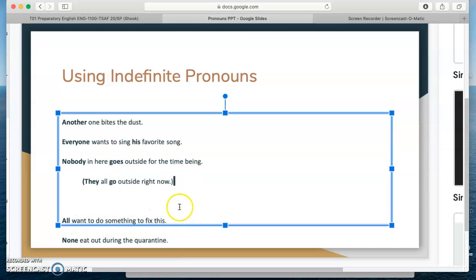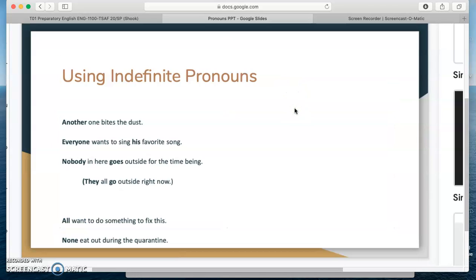All want to do something to fix this. None eat out during the quarantine. These, all and none, don't forget, are in that set of 4 that can act as either singular or plural indefinite pronouns. All want to do something to fix this, and none eat out during the quarantine. Do you see how want and eat do not have s's at the end? Therefore, they reflect the fact that we are considering the plurality of all and the plurality of none to be correct for both of these instances.